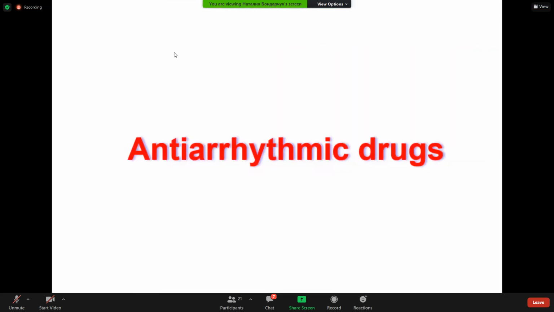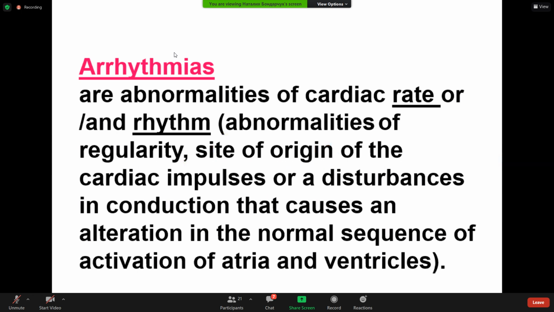So, antiarrhythmic drugs. But before discussing the exact names of the drugs and their mechanism, it's better to start from the definitions. So what is the arrhythmia?